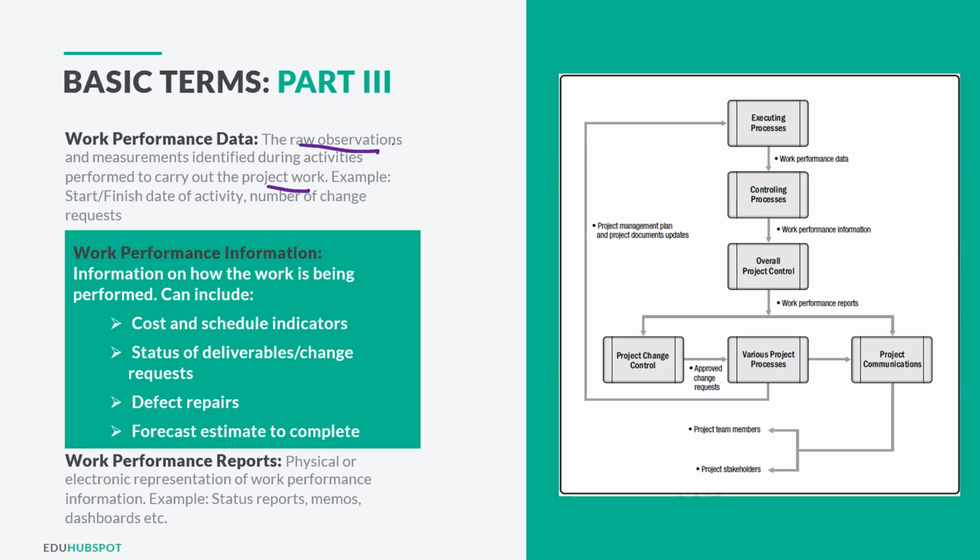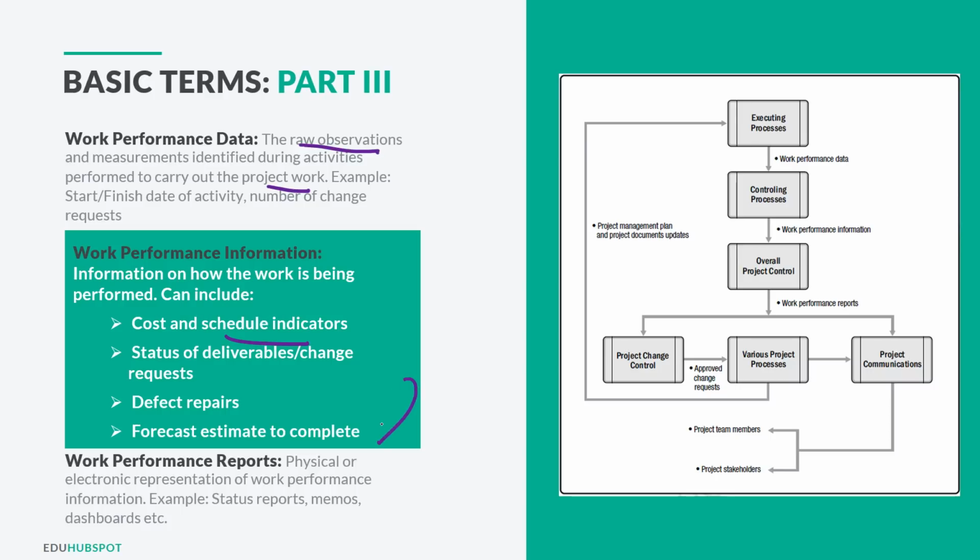But as the project progresses, you start building that trust level with me. You will start to have more information about things. That is your work performance information, which is like your cost and schedule indicators. If I say my project is doing good, what does good mean? Good for somebody means that you are on budget. Good for somebody means that you are under budget. So again, it depends. Work performance data was just at a raw observation level. Work performance information is at a more definitive level.